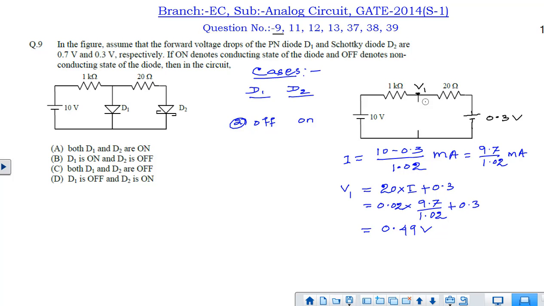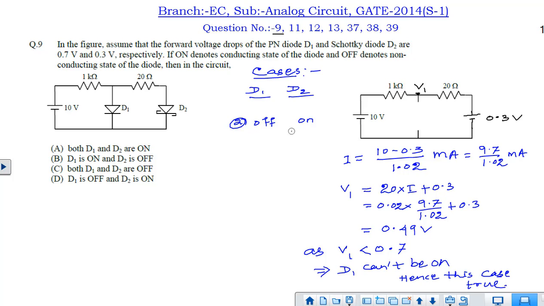Okay, so V1 is 0.49 volt, and you can see this 0.49 volt is not sufficient to bias the D1 diode, because to forward bias the D1 diode, we require a minimum of 0.7 volt at this node. So as 0.49 volt is less than 0.7 volt, that is V1 is less than 0.7 volt, D1 cannot be on, so it should be off. So as per the conditions, it is matching with what we have assumed here. So this condition can be true. Let's check the other option also.